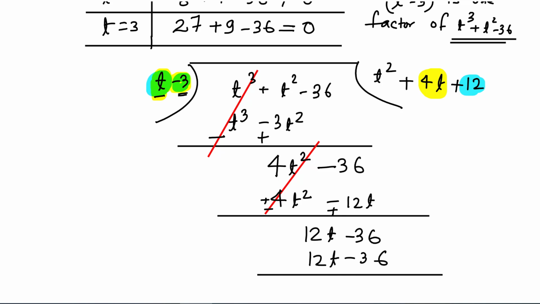So now I change the sign, this is minus, this is plus, so this gets cancelled out, and this also gets cancelled out. So finally I will have 0. So another factor is t square plus 4t plus 12.